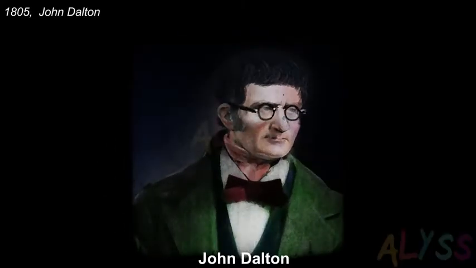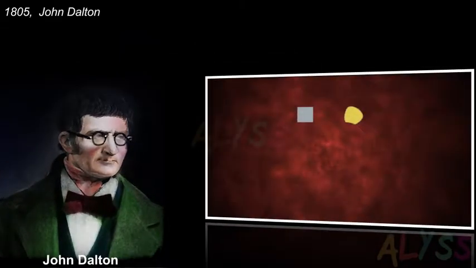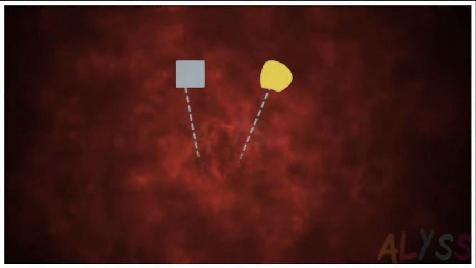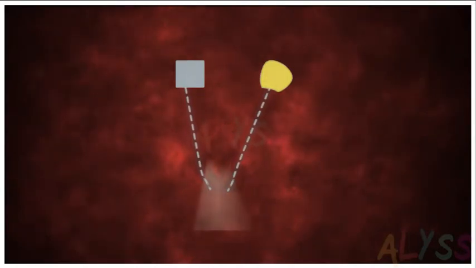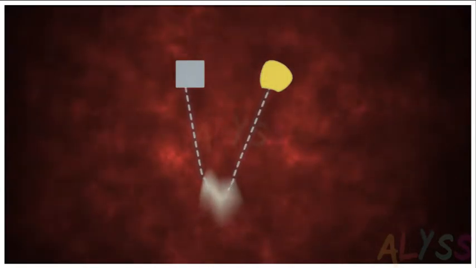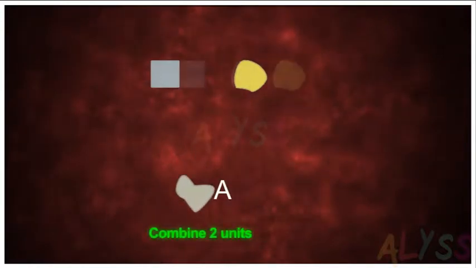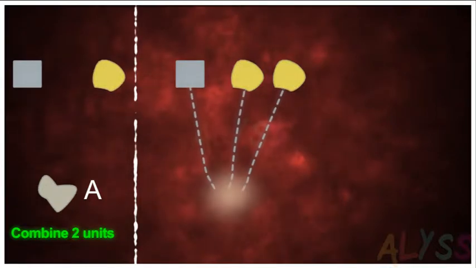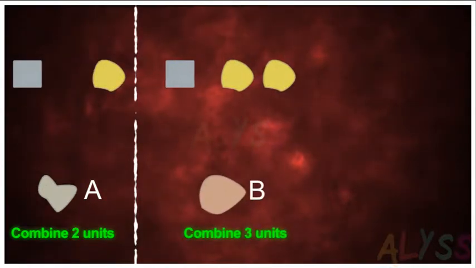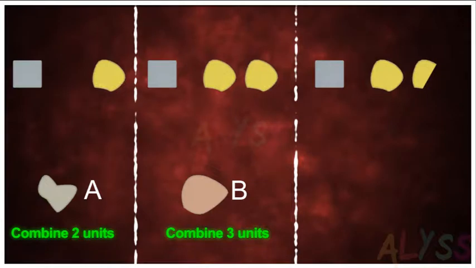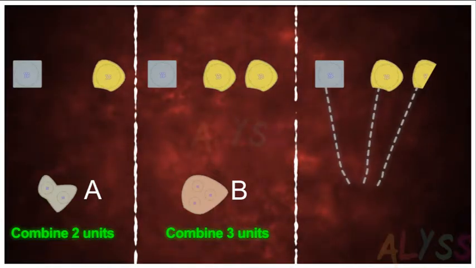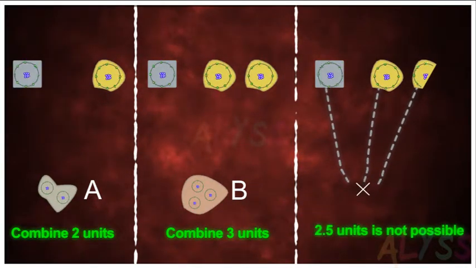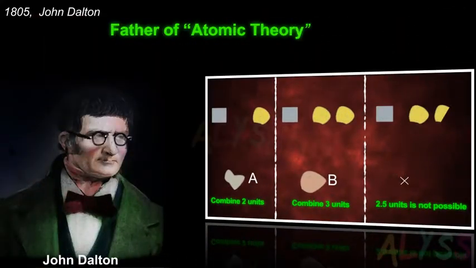Time was passing by until 1805, when John Dalton said, if two elements form more than one compound between them, then the ratios of the masses of the second element, which combine with a fixed mass of the first element, will be ratios of small whole numbers. And he explained the reason. This happens because every element is made of unique and similar kinds of atoms. He is also considered the father of atomic theory.